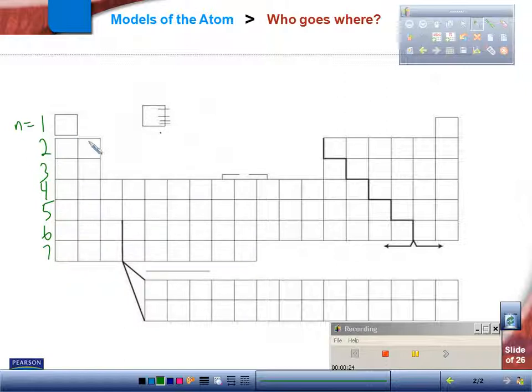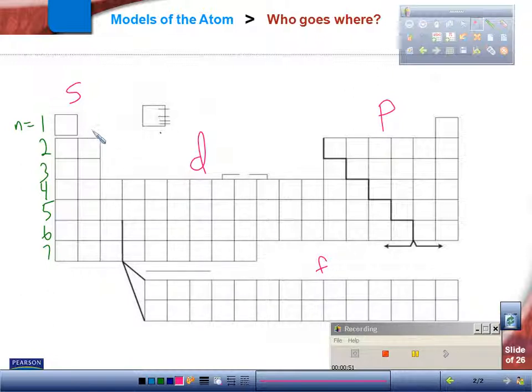Okay, so 7 levels. Now within each level, there's sub-levels. And our sub-levels, we have blocks. These two blocks here are my S sub-level. This big block here is my P sub-level. This in here is my D sub-level. And these guys down here are my F sub-level.